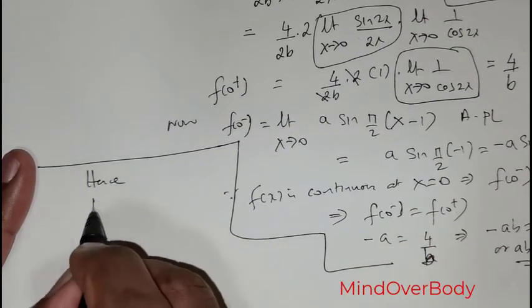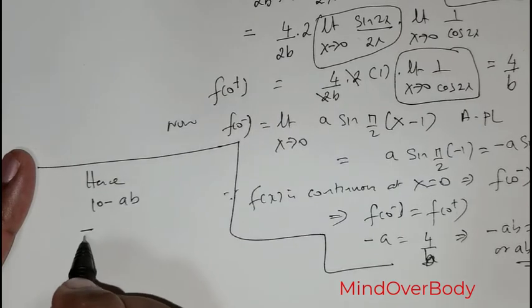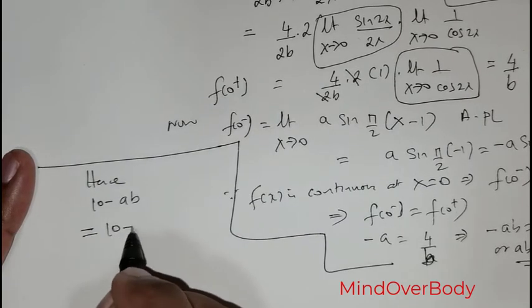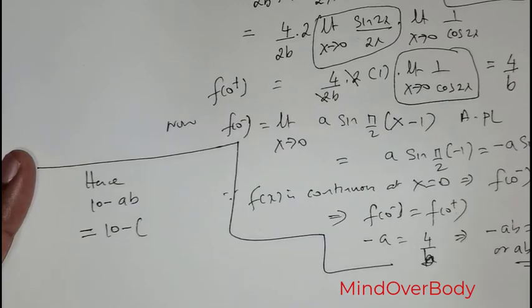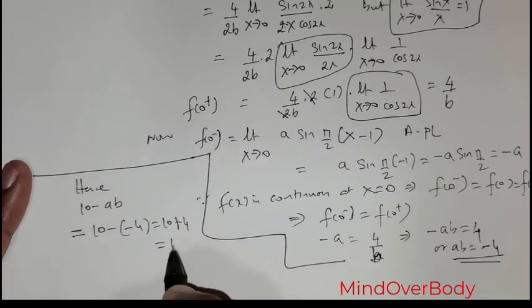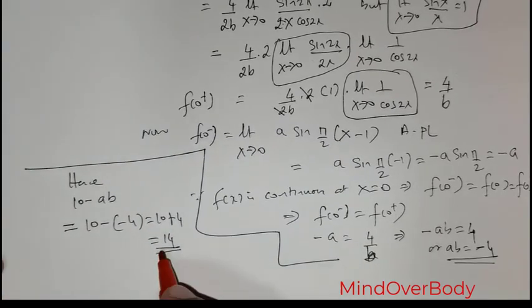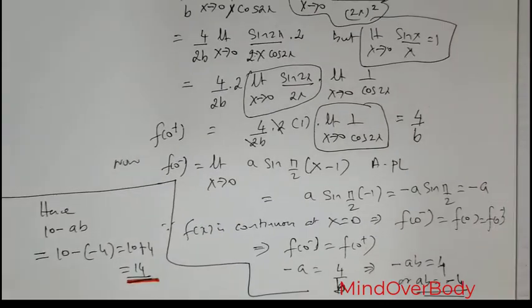Hence, we are asked to find 10 negative a times b, which is equal to 10 negative, my ab value is negative 4, so I place negative 4, which is nothing but 10 positive 4, which is equal to 14. So this is the solution, and it's a good place for us to draw the red line.